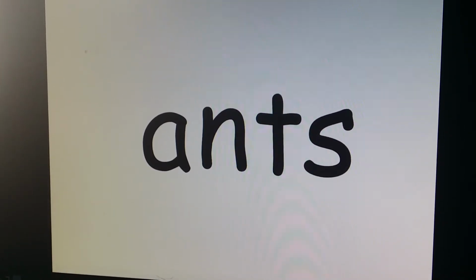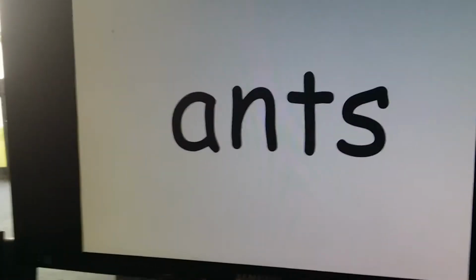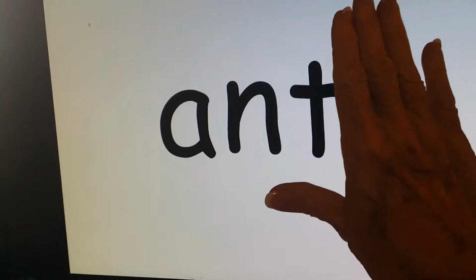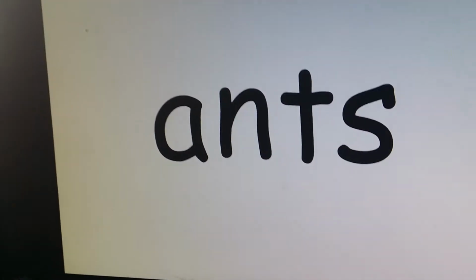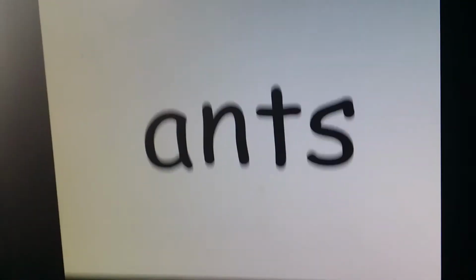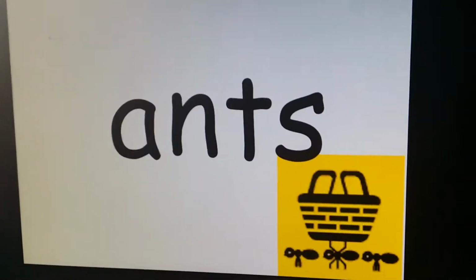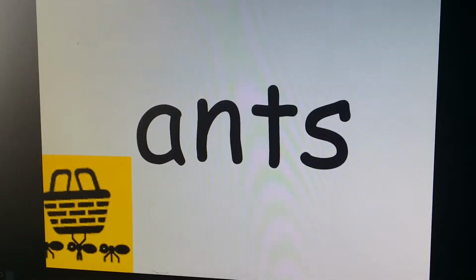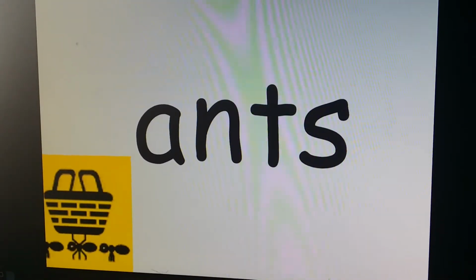Ants. More than one. When I see a word with an S on the end, usually in my brain I cover it up and I say that word and then I put the S on. Ants. Oops. Watch out for your picnic basket. It looks like the ants got it.